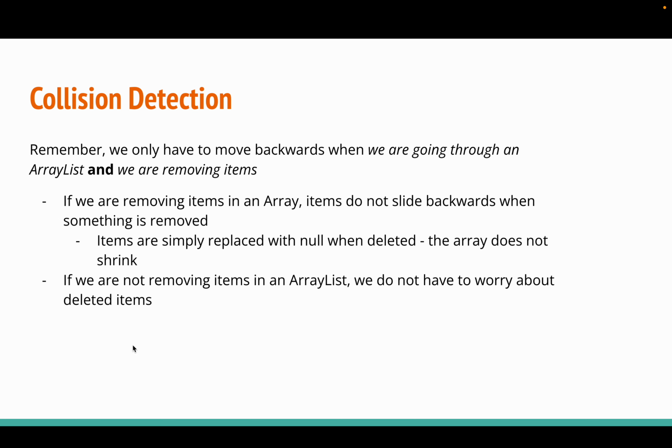All right. And remember, we only have to move backwards when we are going through an array list and we are removing items. So for example, if we're removing items in an array, items don't slide backwards when something's removed. Items are simply replaced with null when they're deleted. So the array does not shrink. If we are not removing items in an array list, we do not have to worry about deleted items.